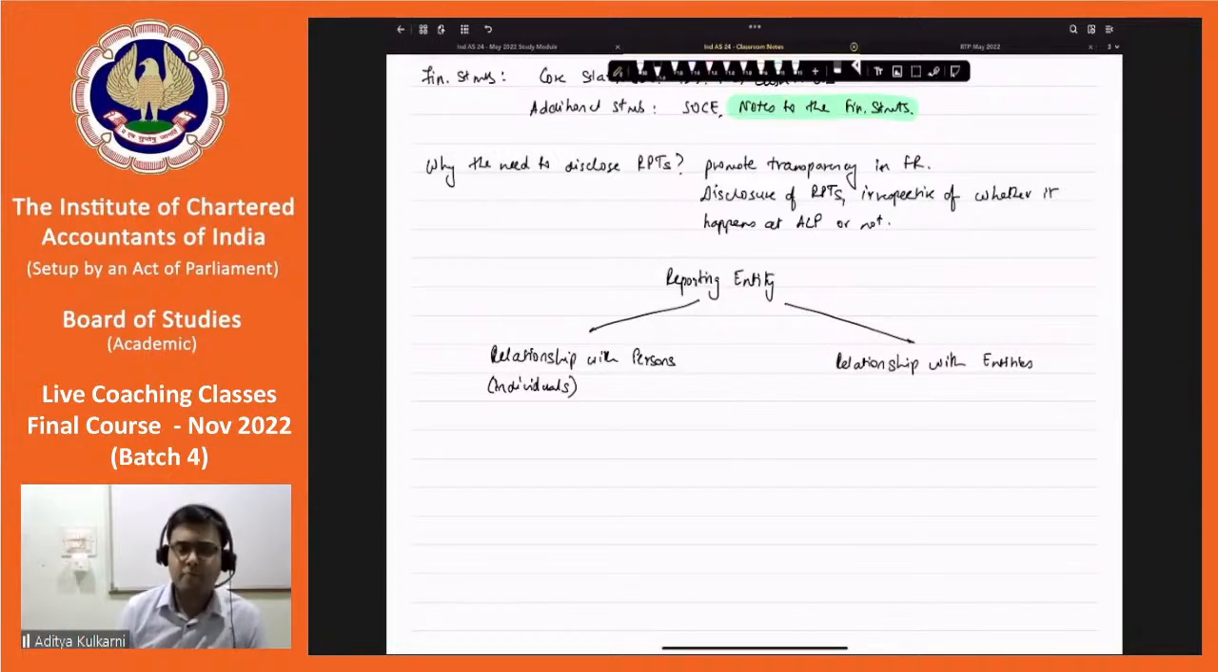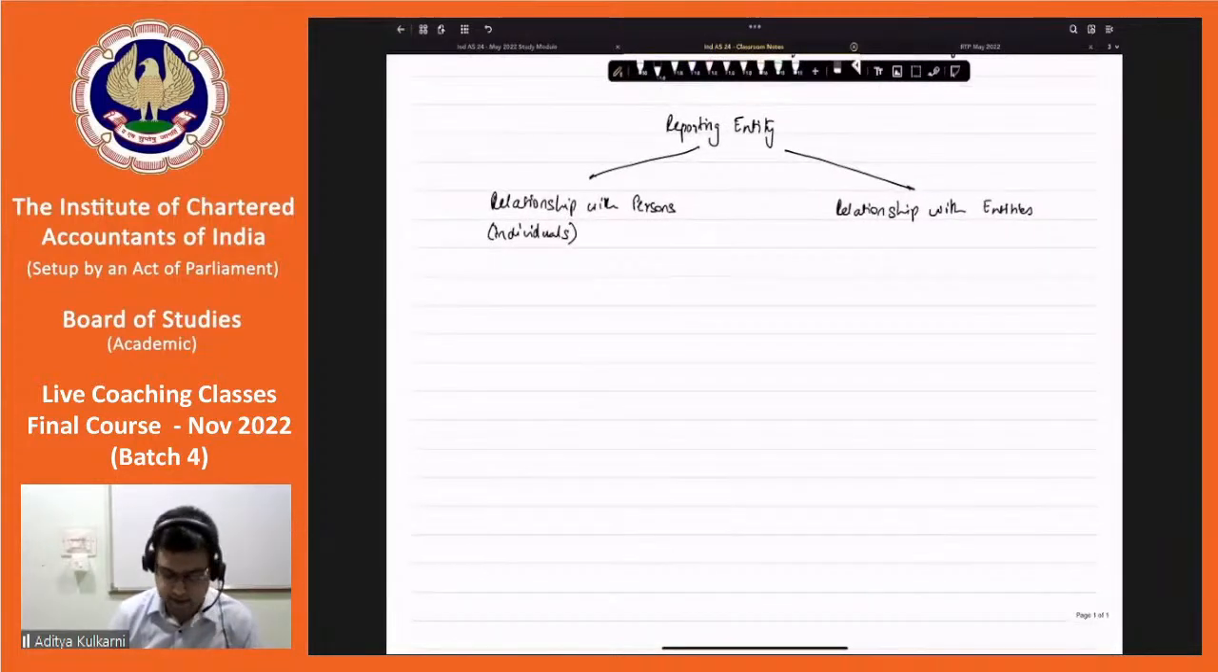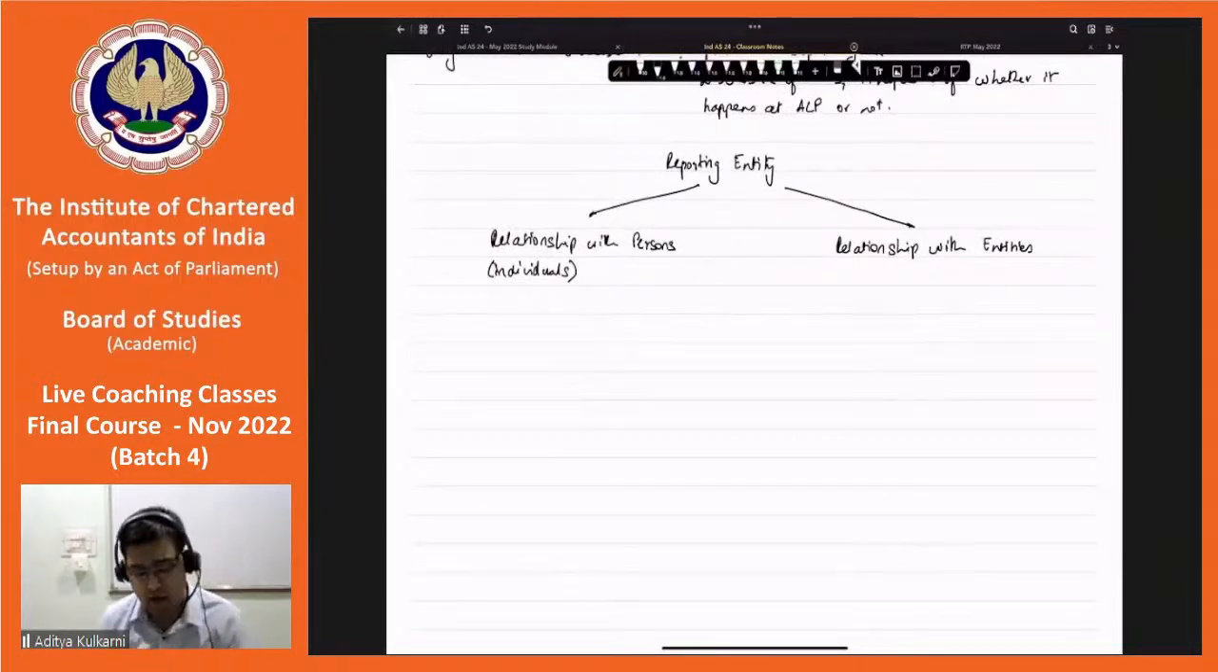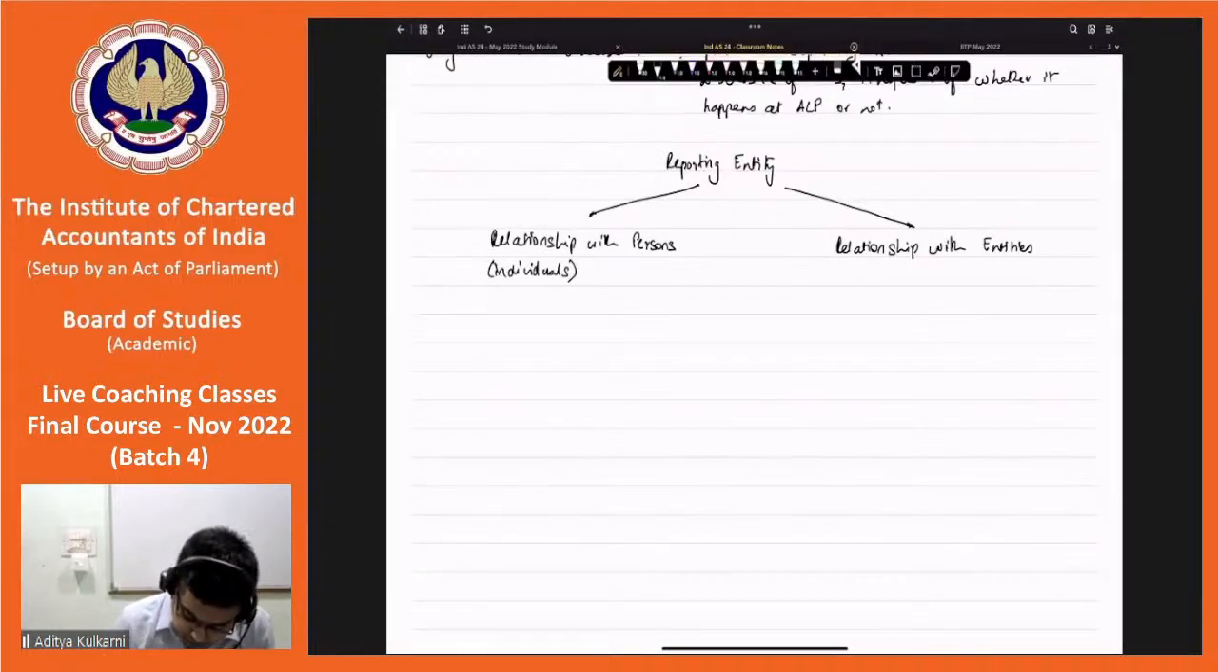Out of these two, relationship with persons is fairly simple to understand. Relationship with entities is slightly complex, but what I'm going to do is we will refer to the study module, and for each clause that is there, I will make you draw charts. You remember the charts, it becomes easy to understand. You remember the charts and go to your examination, you will be fairly comfortable with the wordings that are there in the standard. Okay. So with this background, let us move on to the first part, that is relationship with persons.